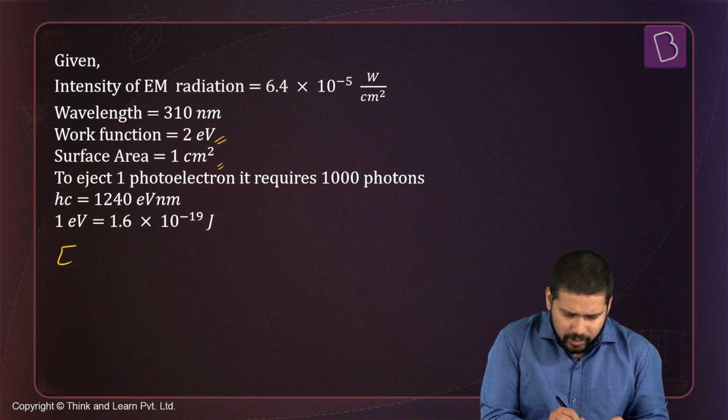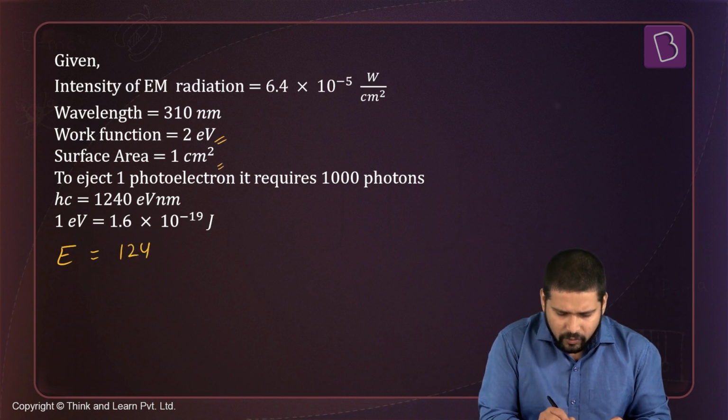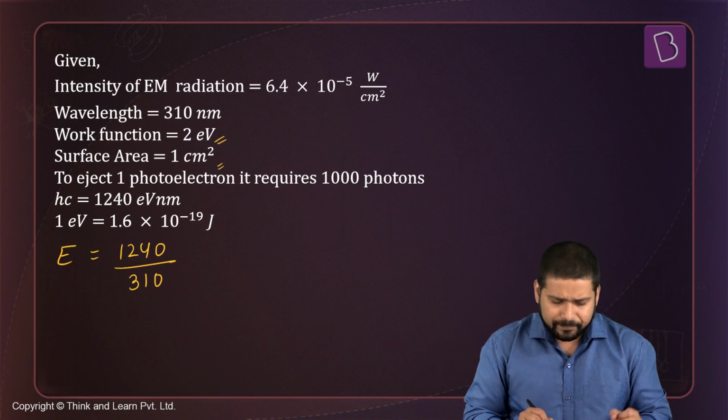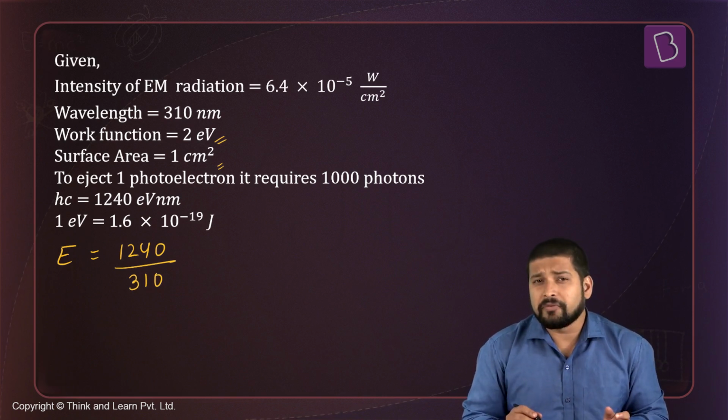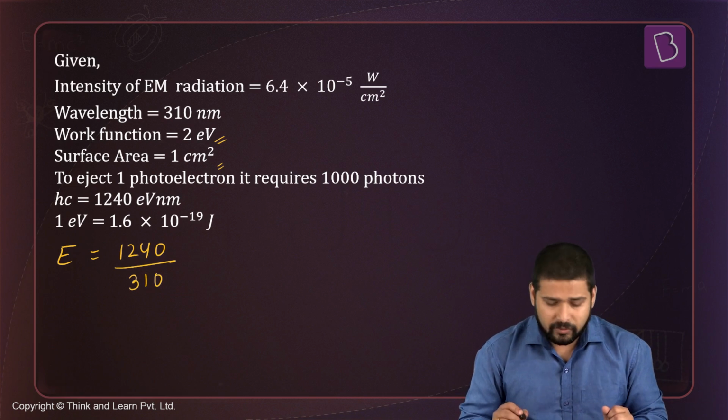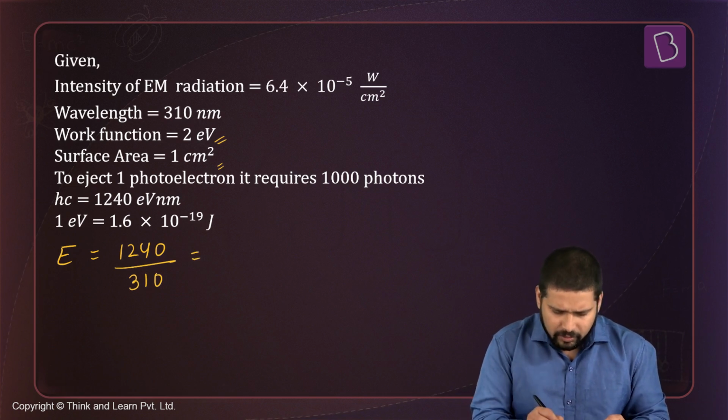So the energy of a photon is given by hc by lambda, and the hc value is 1240 divided by lambda, 310. Well, you can use this formula only when the value of wavelength is in nanometers. This comes out to be equal to 4 electron volts, right?